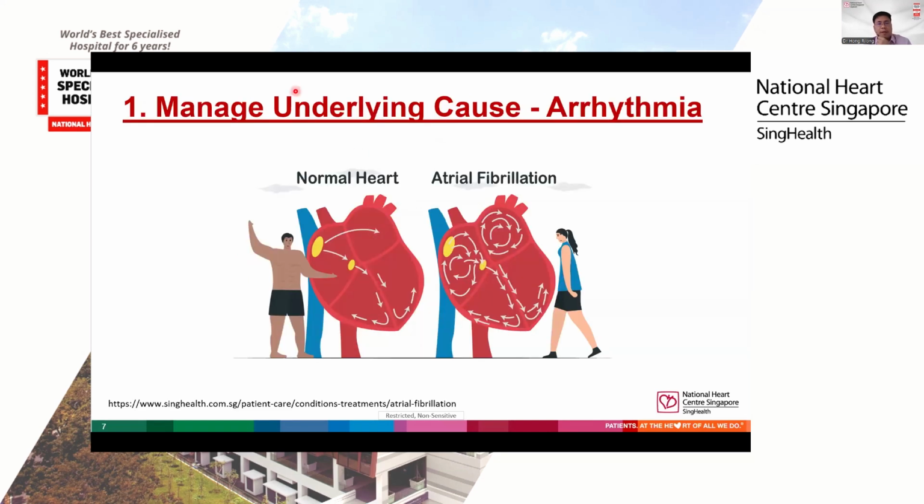The final common cause of heart failure, which we will touch on, is something we call arrhythmias. These are abnormal electrical conductions within the heart.